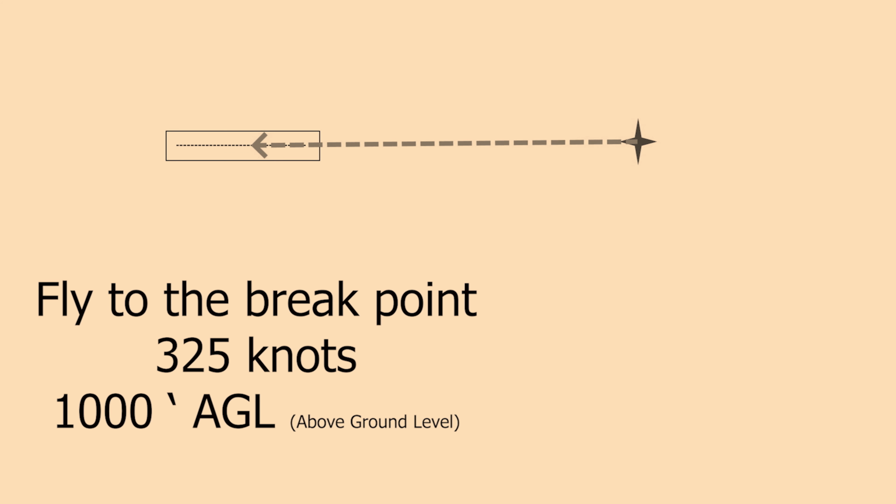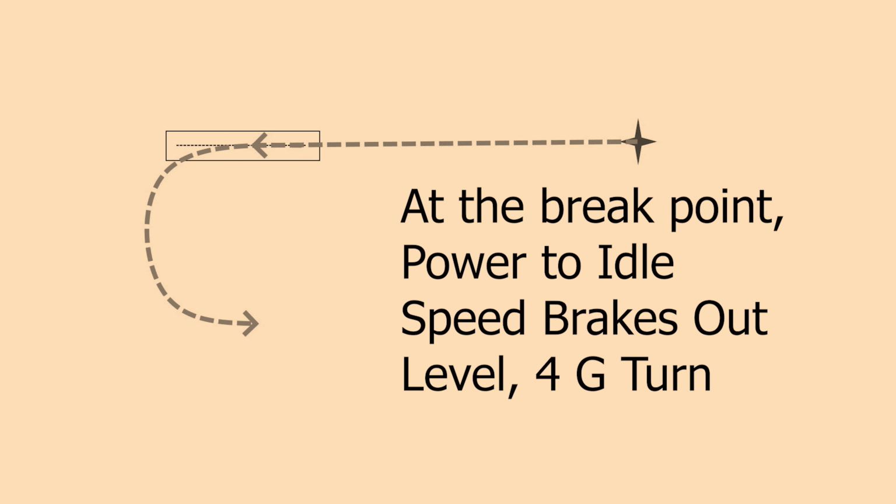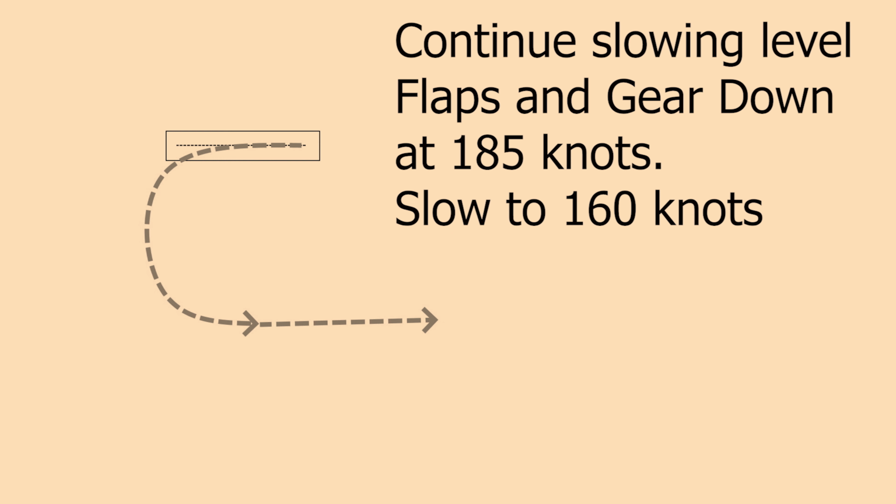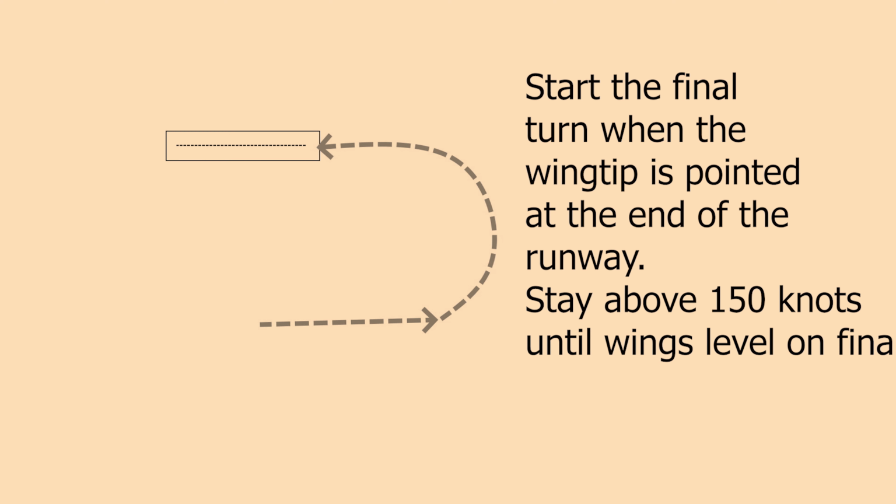From the initial point, we're going to fly to the break point at 325 knots, 1,000 AGL. At the break point, power to idle, speed brakes out, a level 4G turn is commenced. Continue slowing, flaps and gear down at 185 knots, slow to 160 knots. When the wingtip is aligned with the end of the runway, start your turn to final. Stay above 150 knots until wings level on final.